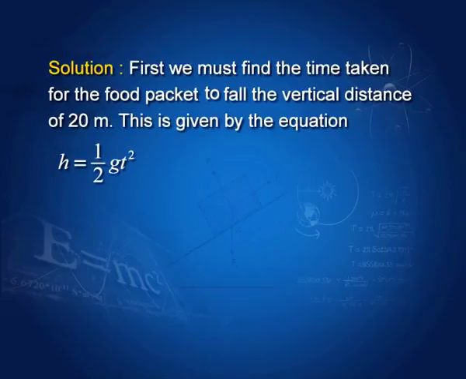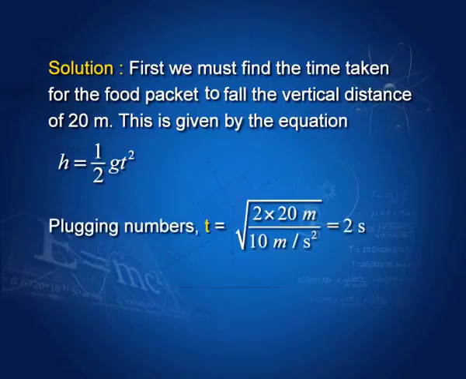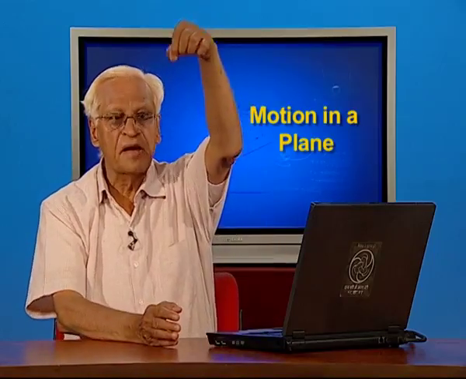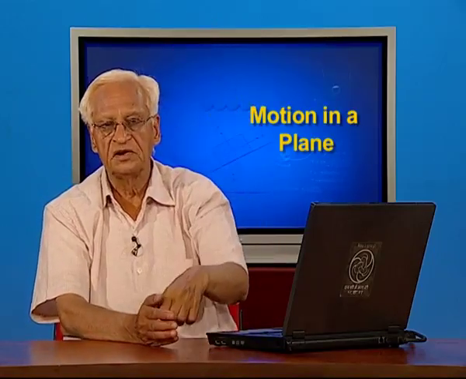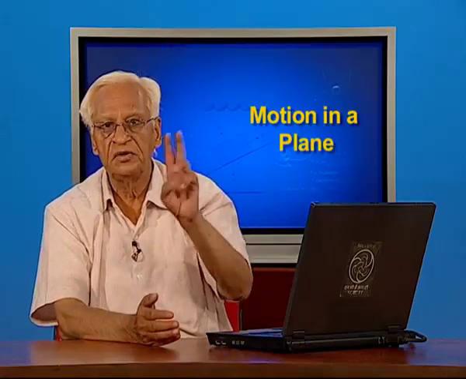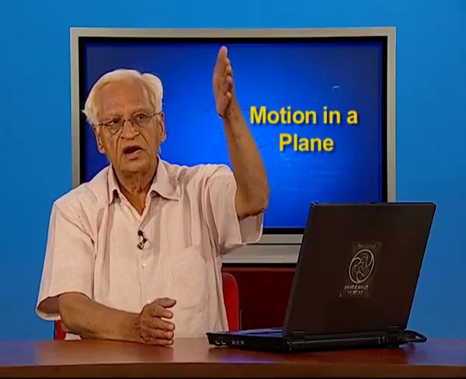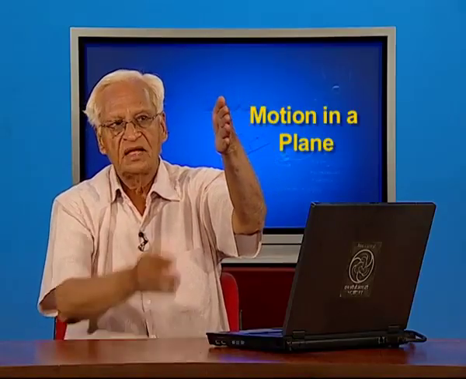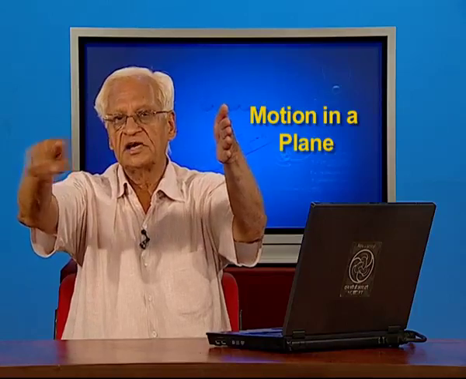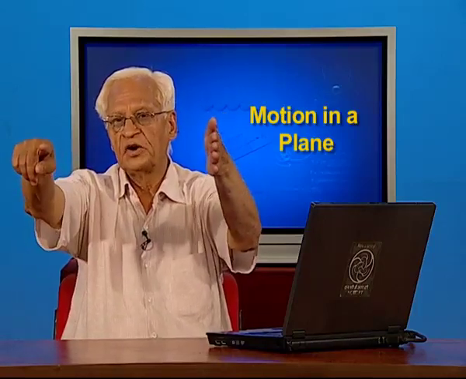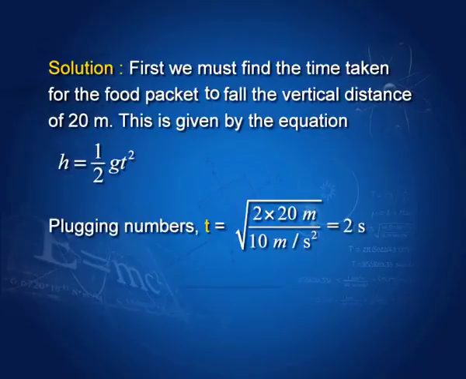First, we must find the time taken for the food packet to fall the vertical distance of 20 meters. This is given by h equal to half g t square. So, plugging the numbers, we get t equal to 2 seconds. So, the time for the food packet to travel a distance of 20 meters along the vertical direction would be 2 seconds. We want that the helicopter should release this packet such that in 2 seconds it covers a horizontal distance also of 20 meters, so that it falls in the boat itself.